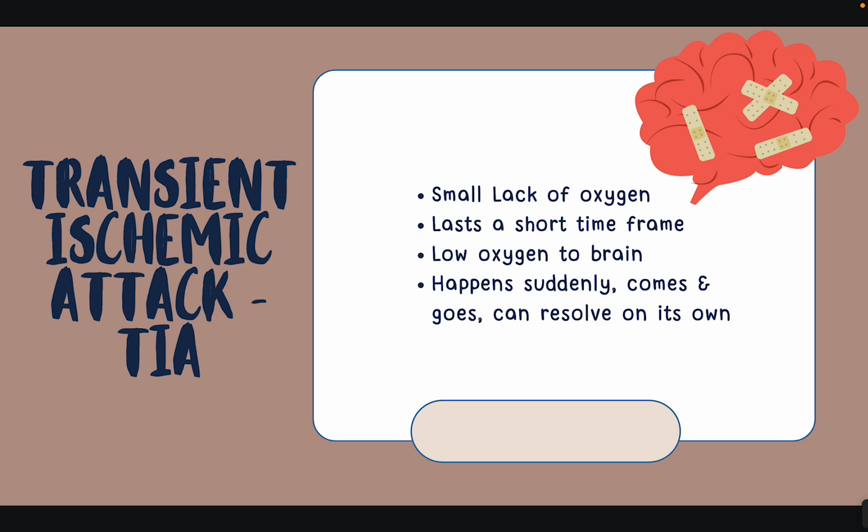So you have the transient, which is the small lack of oxygen that lasts a short time frame, and then ischemic, low oxygen to the brain, and attack. It happens suddenly, it comes and goes, and can resolve on its own.